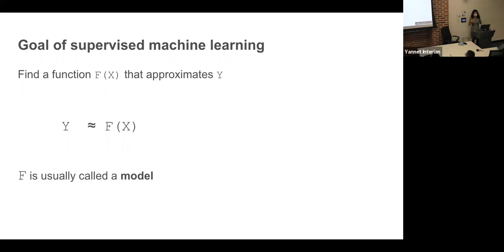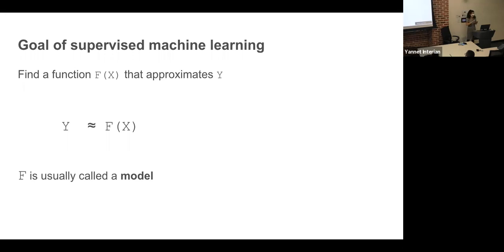So the goal of a supervised machine learning problem is to find a function f, right? This function could be linear, in the case of linear regression. And what you want to do is approximate label y. What "approximate" means is something we have to talk about in more detail. You always want to minimize something people call a loss function, but let's not worry about it too much.